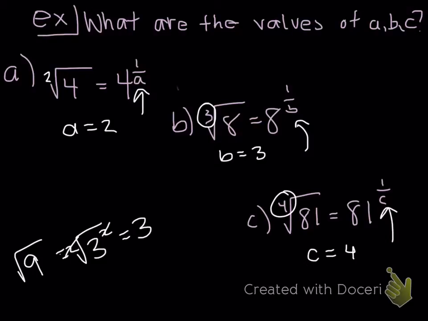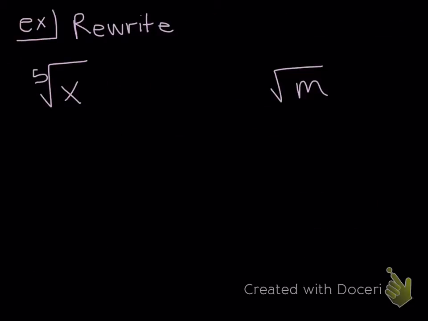So let's kind of step it up a notch. In the next example, it says rewrite. So here I have the 5th root of x. So this will become x to the 1/5 power. Again, we were in radical form, I put it in exponential form. Skip to the last one, I have a square root of m, and again, it's implied that there's a 2 there. So I would say this is m to the 1/2. I'm going to have you try the cube root of a as your question right now.